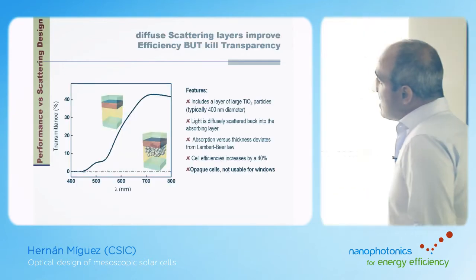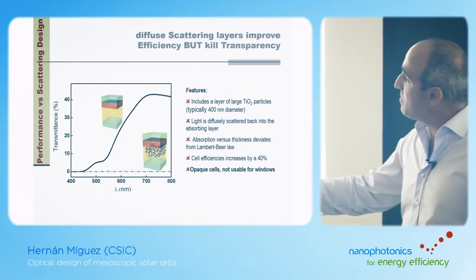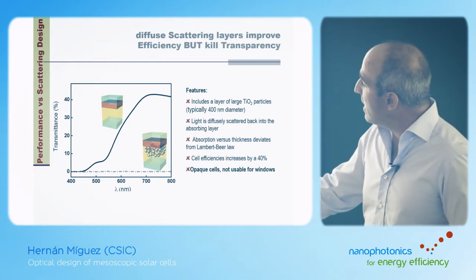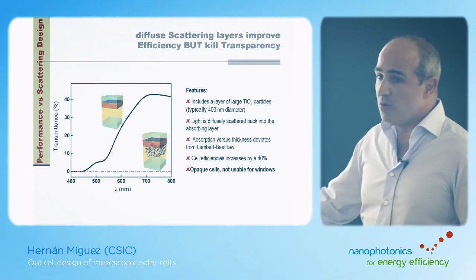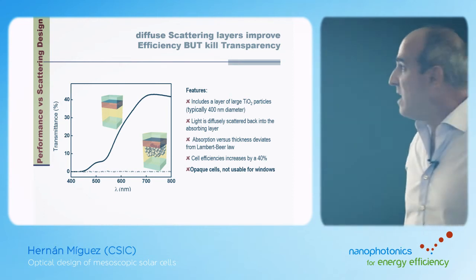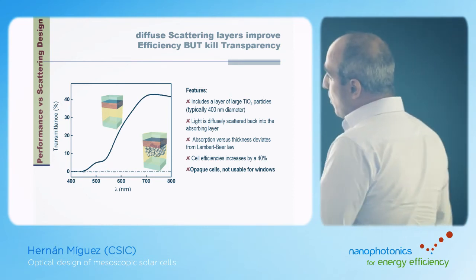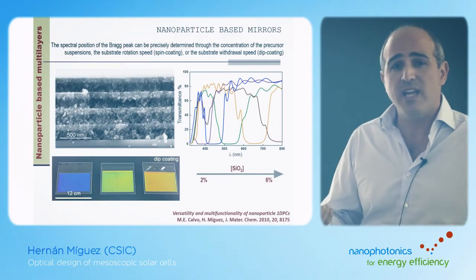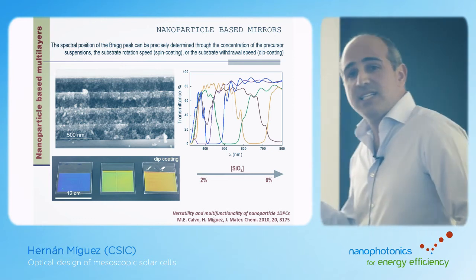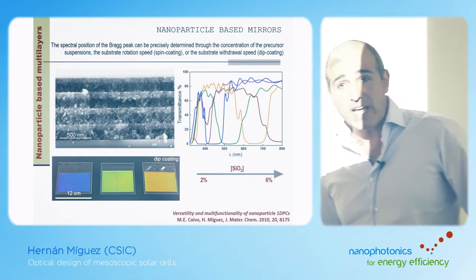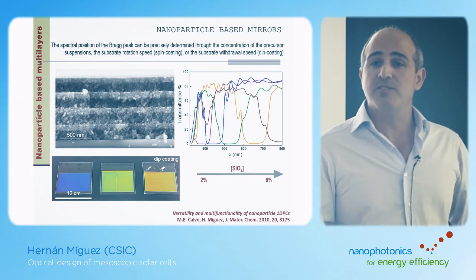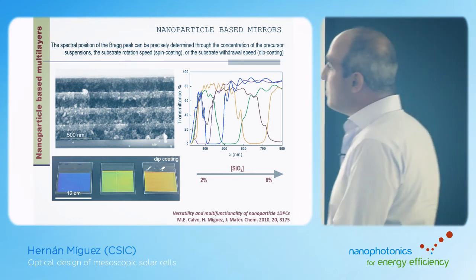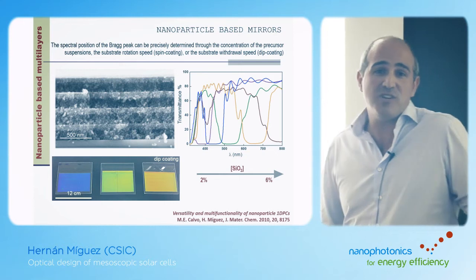Okay, so this is basically what you get if you analyze transmittance of the standard device or the device with a diffuse scattering layer. These are experimental data. You get much better efficiency, but you lose completely your transparency, right? And now I'm going to tell you a little bit about what was our approach to this field. A few years ago, we decided to try to create materials that behave as reflectors, as mirrors, in selected spectral ranges. And this is basically a Bragg mirror, using new categories. This would be a one-dimensional photonic crystal.